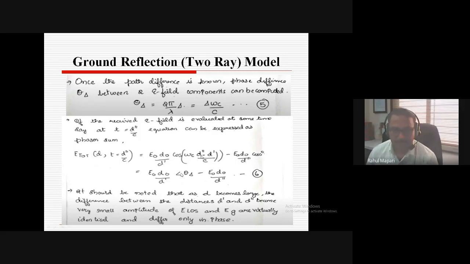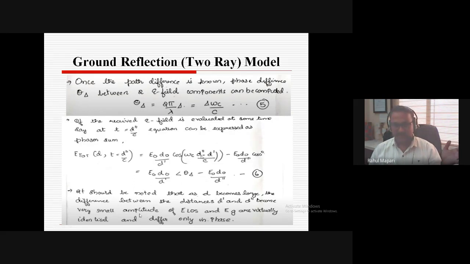Now again I repeat it. What is D dash? D dash is the distance covered by the line of sight signal. What is D double dash? D double dash is the distance covered by the reflected signal. Read this sentence: it should be noted that as D becomes larger, the difference between the distances D dash and D double dash becomes very small.